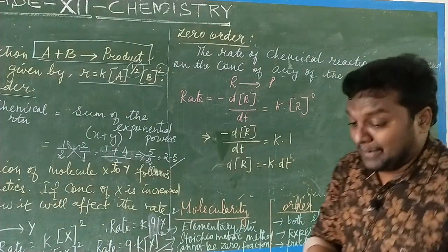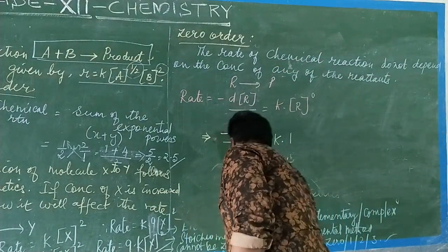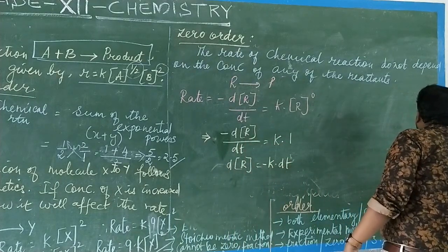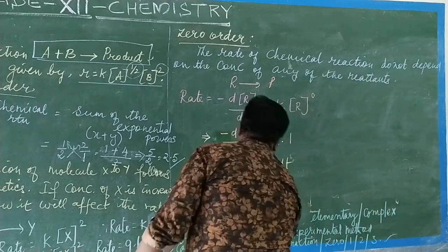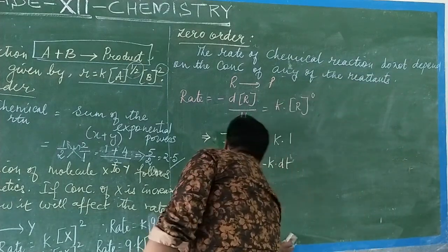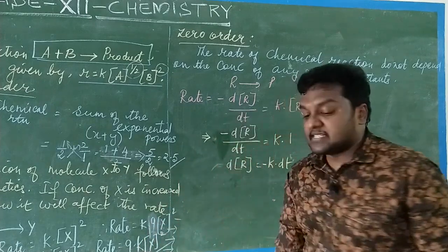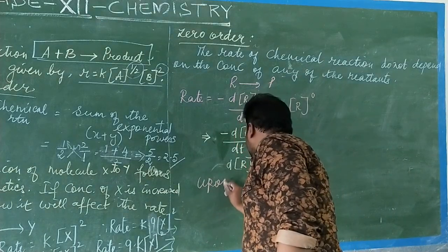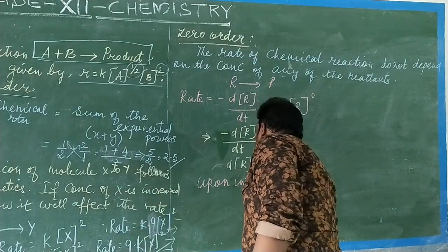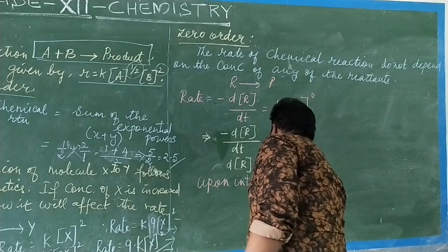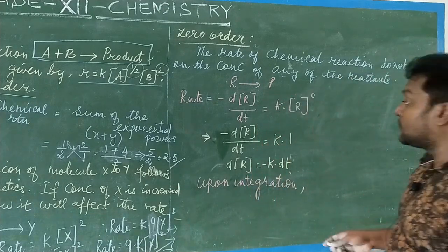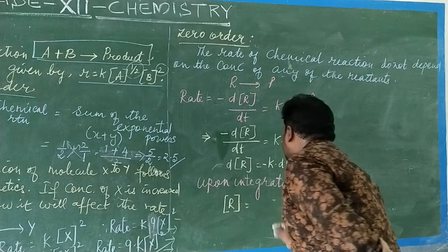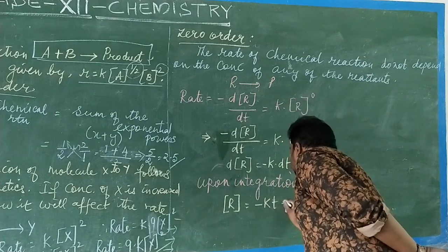Now we are going to apply integration. Upon integrating this equation, we remove the constant terms, so upon integrating the above equation, concentration of R will be equal to minus K into T plus I.